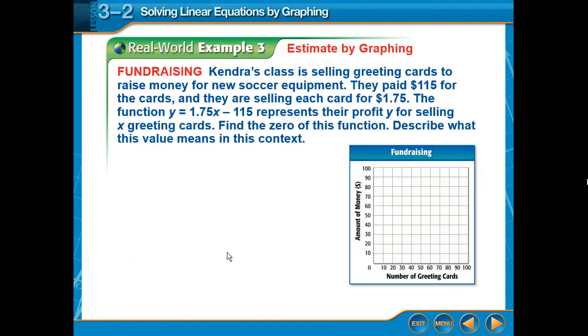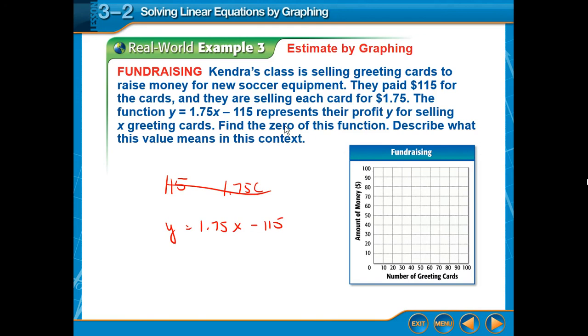All right. Kendra's class is selling greeting cards to raise money for new soccer equipment. They paid $115 for the cards, and they are selling each card for $1.75. Oh, they gave us the equation. Okay. y equals 1.75x minus 115. Okay. So that represents the profit. So I want to find the zeros of the function.